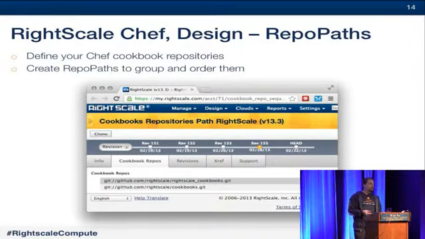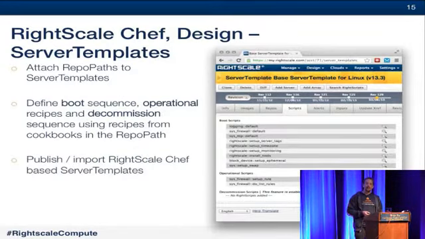Once you've added those repositories to RightScale, you create what we call a RopoPath. The RopoPath is basically a group of repositories that you put together and stack to tell Chef what cookbook to pick from what repository first. So if two repositories have the same cookbook, then Chef knows which one to use. Once you have created that RopoPath, you can attach it to a server template.